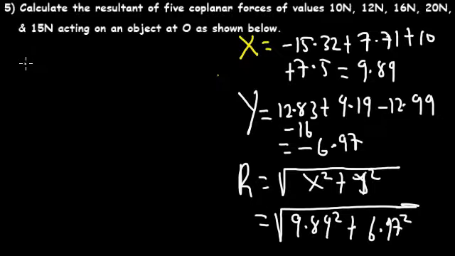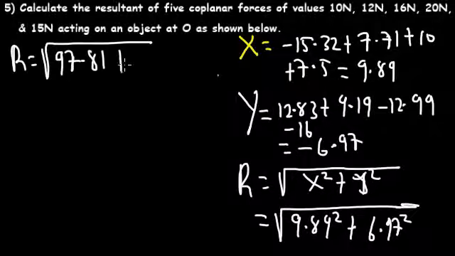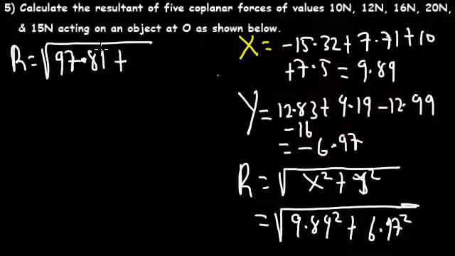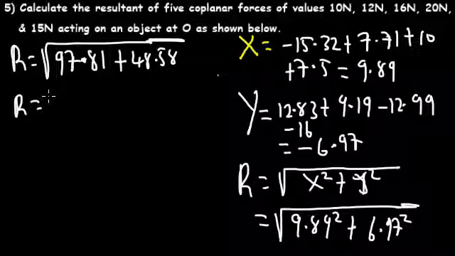Perfect. Now, r becomes the square root. So let me square these values. 9.89 squared, I got 97.81. Then plus, don't forget this point, plus 6.97 squared, 48.58.